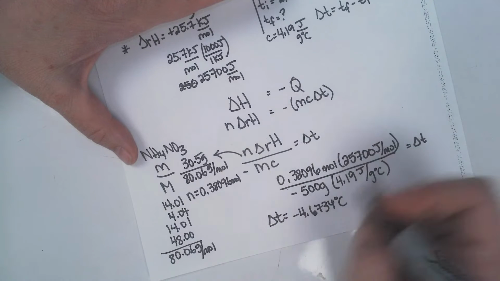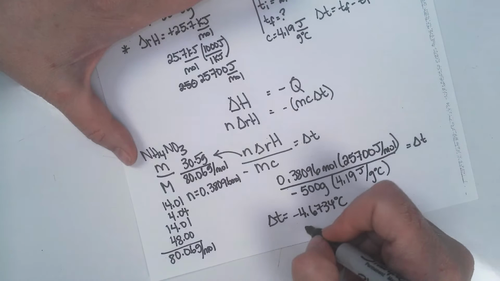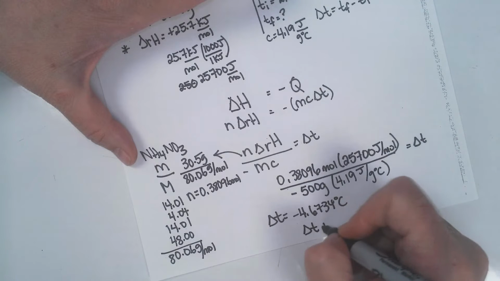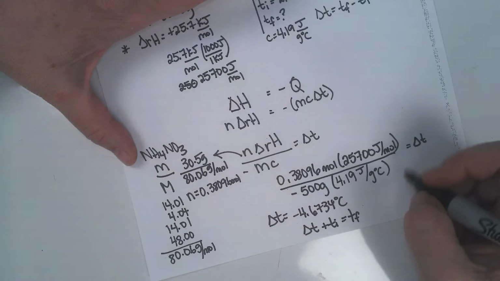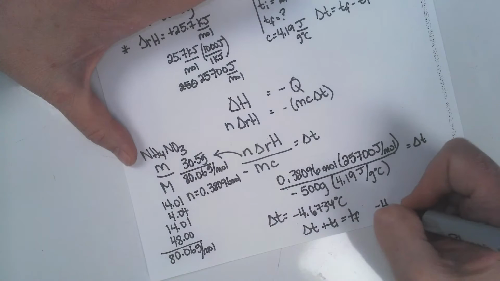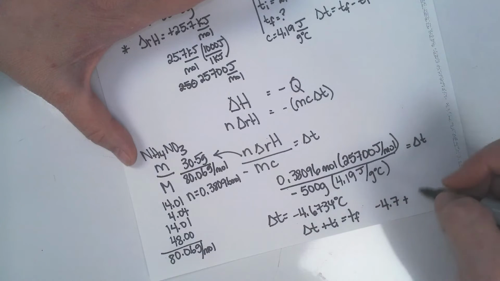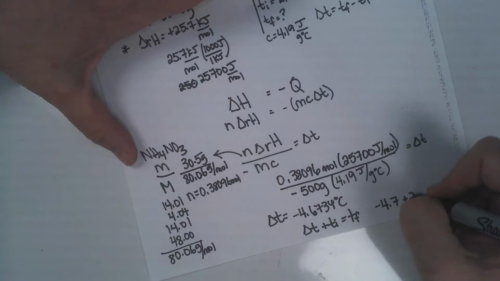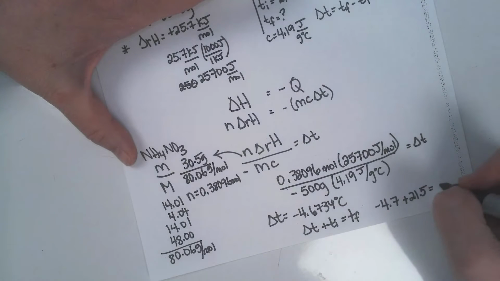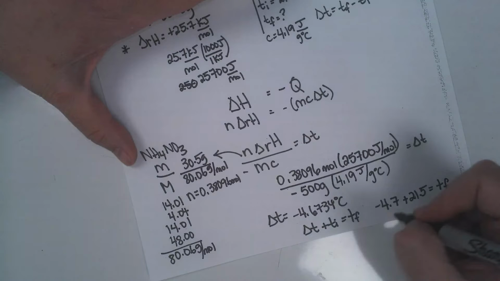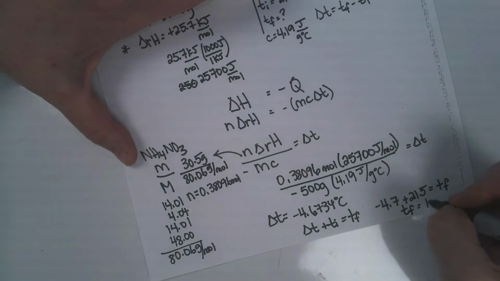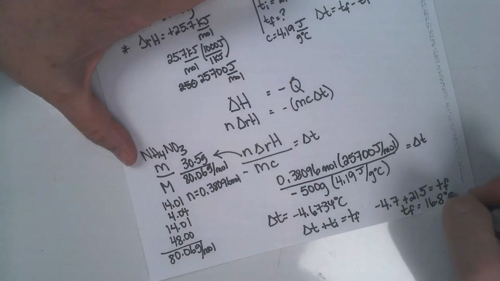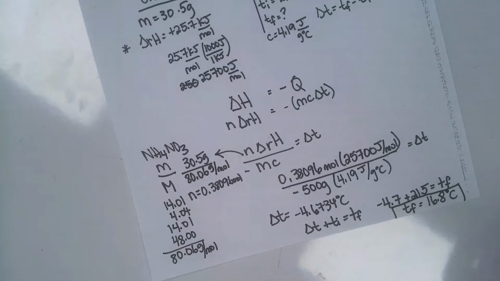4.6734 degrees Celsius. And so delta T plus Ti will give us Tf, which means that we're going to go negative 4.7 plus 21.5 is going to be equal to Tf. It's going to be equal to 16.8 degrees Celsius. Okay?